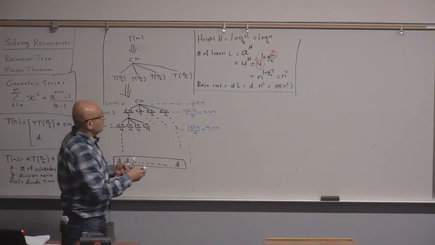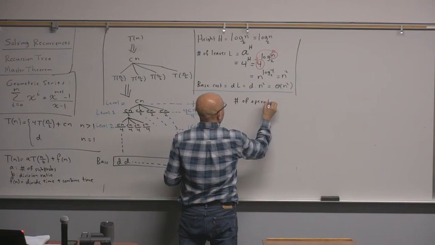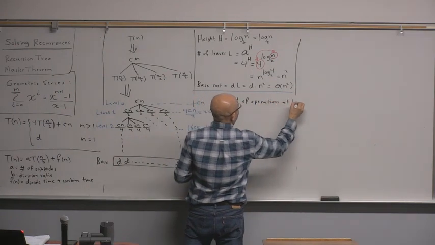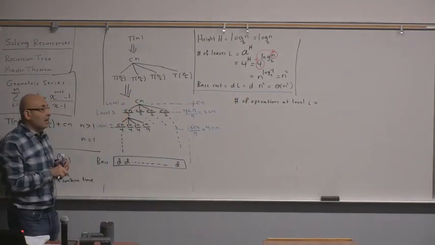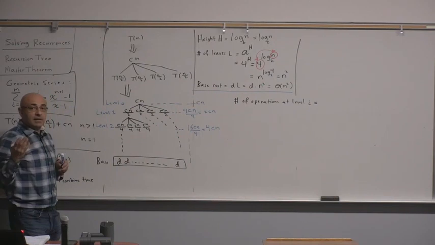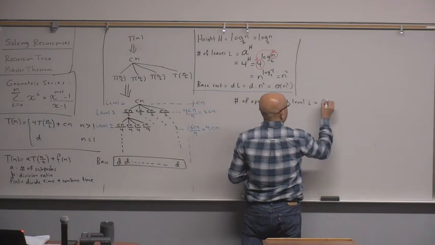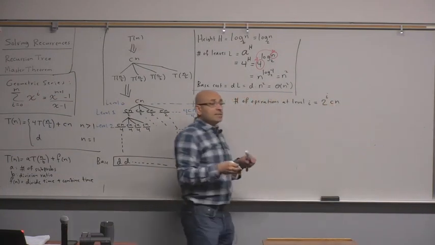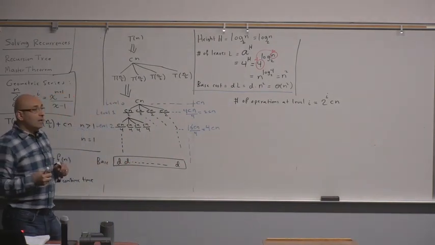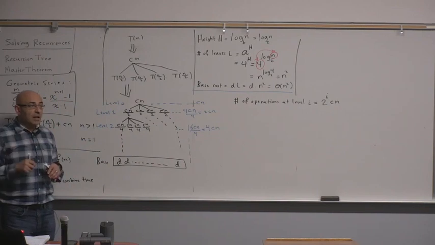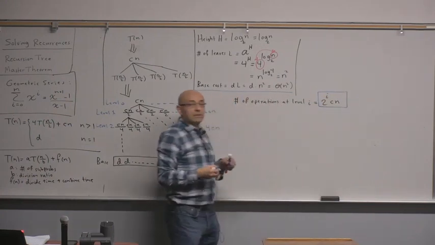So, number of operations at level i equals what? What's the mathematical relation between the number of operations at level i and the level number? Yeah, so it's 2 power i Cn. This is usually the key step in solving this: figuring out the relation between the number of operations at a given level and the level number.